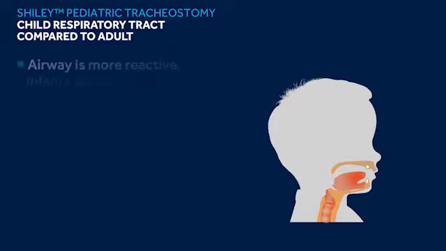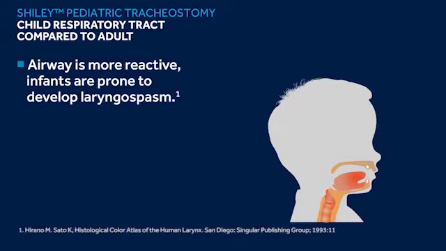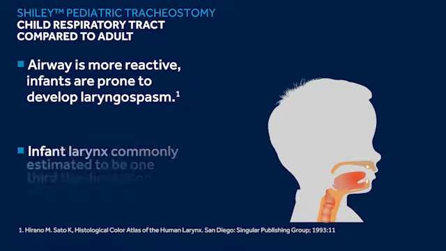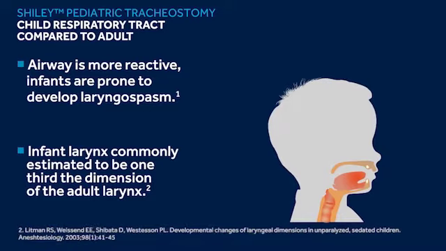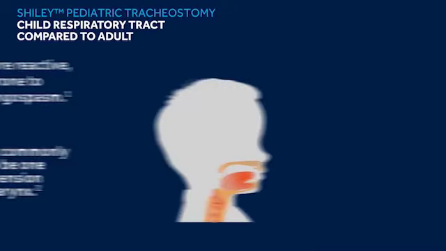The infant airway is more reactive than an adult airway and thus prone to developing laryngospasm. The infant larynx is estimated to be approximately 1/3 the dimension of the adult larynx.